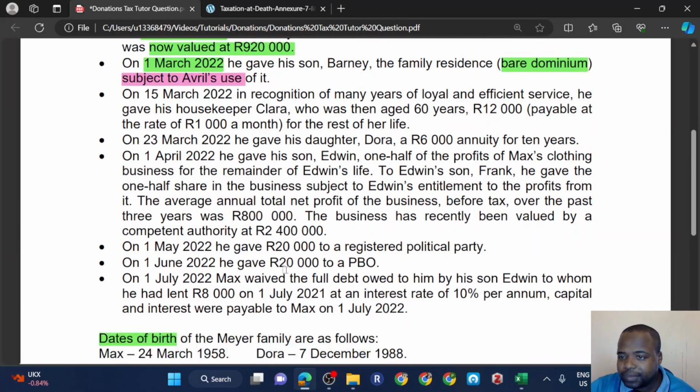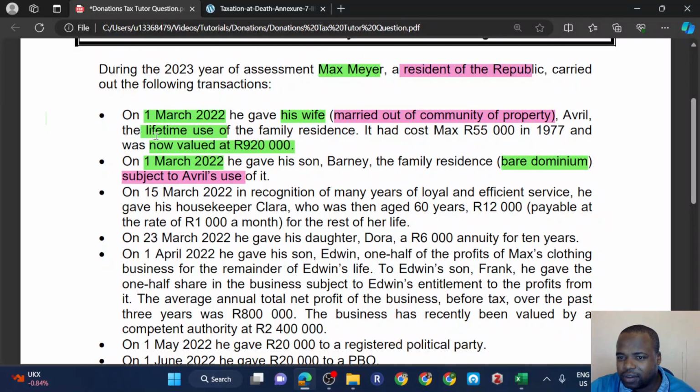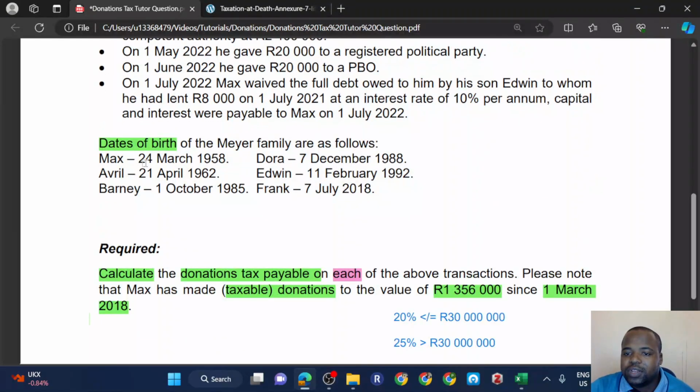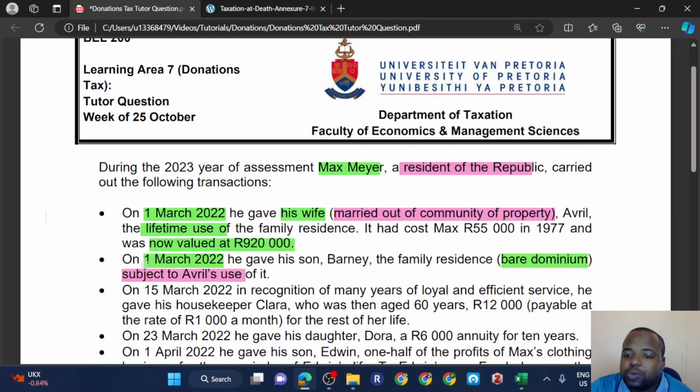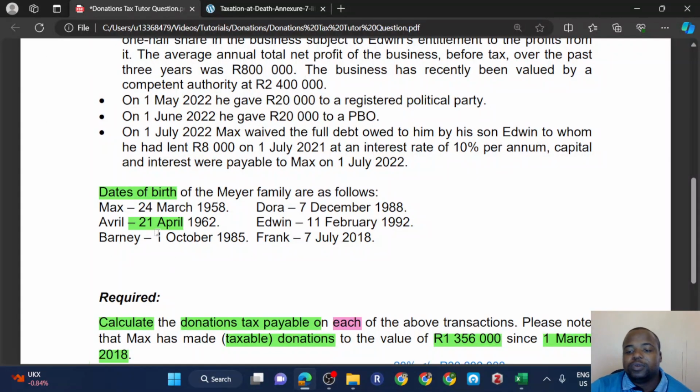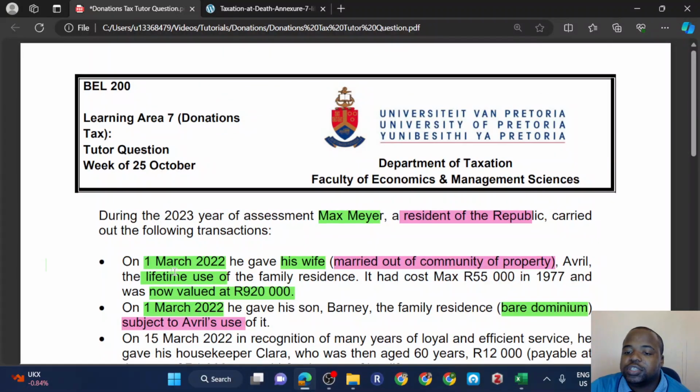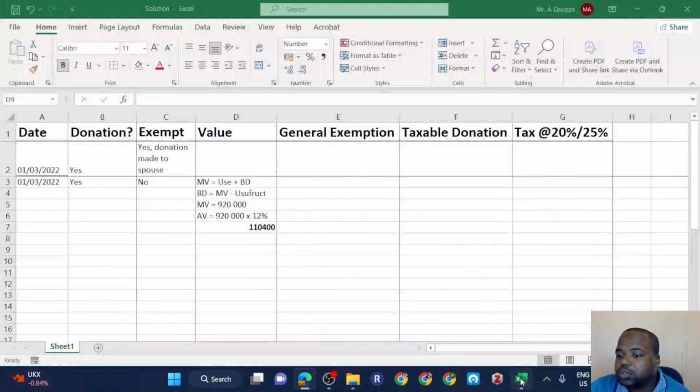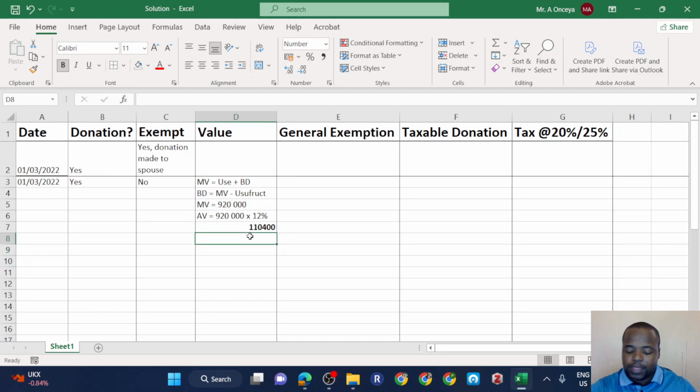So now let's quickly determine how old Avril is, because in this case she got the lifetime use of the family residence. In other words, there is no specified time period, because lifetime means until you die, right? So let's look at Avril. Avril was born on 21 April 1962, and the date today is 1 March 2022. So how old is Avril? Let's quickly determine that.